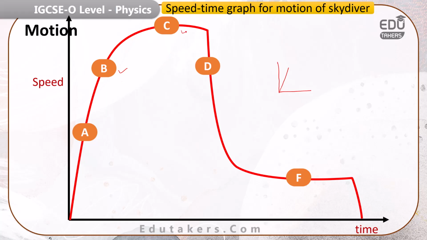At the point C, as it's a straight line, the air resistance and the weight of the skydiver both become equal. When the weight and air resistance become equal, I can simply say that the skydiver reaches a constant speed at the point C. So at this point, the skydiver has constant speed.